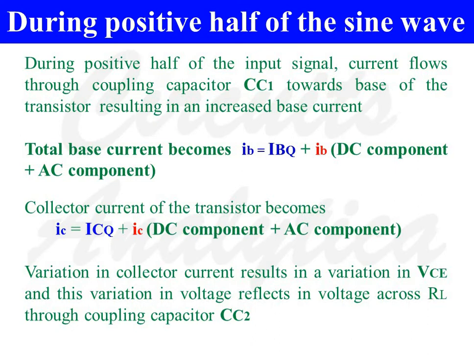When collector current varies, that results in a variation in the voltage drop across collector resistance RC, and this results in a variation in collector emitter voltage drop. So variation in collector current results in a variation in the collector emitter voltage drop, and this variation in collector emitter voltage reflects in the voltage across resistance RL through coupling capacitor CC2.